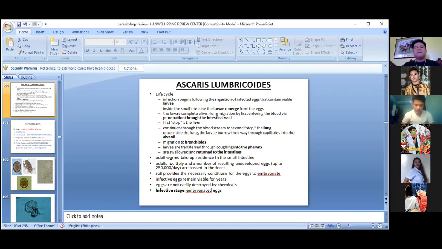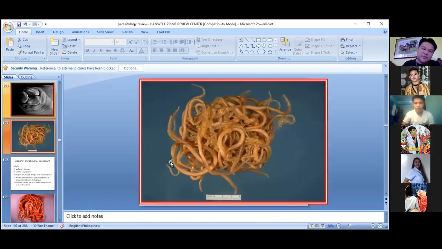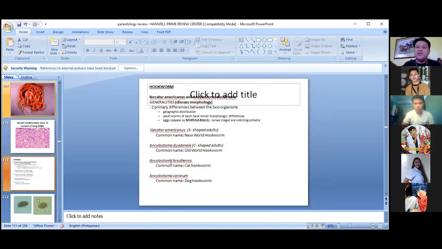Okay. So the soil provides the necessary conditions for ova to embryonate. As I've said, it's 2 to 4 weeks for embryonation. The infective stage is viable for years in the soil. Just take note, it has 3 shell covers. Naintindihan? So these are the virulence factor. Mahirap din mapatay yung ova sa soil kasi meron siyang tatlong layers protecting it, no? And eggs are not easily destroyed by chemicals. Again, it has attributions to the shell layers. No? The infective stage is embryonated. So I surmise there's no problem with Ascaris lumbricoides, and therefore we proceed now with your next parasite, which is the hookworm.